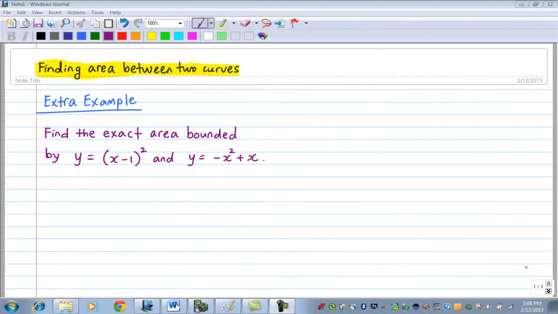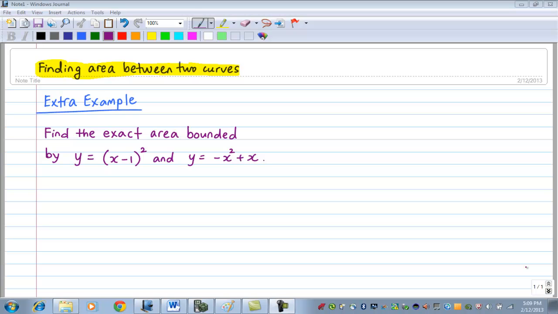Alright, we have discussed how to find the area bounded by a line and a curve. The line could be a horizontal line or could be an oblique line. So now we are discussing how to find the area bounded by two curves. Take note that this is an extra example and you might want to copy it down somewhere in your lecture notes.